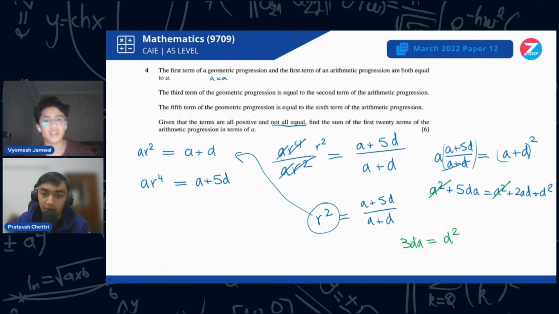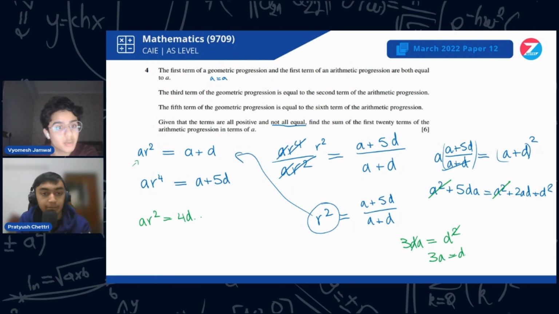So it's just gonna be 3A equals to D. Yes, 3A equals to D. And I guess we could just put in any one of the equations to find the answer. Let's put it in the first equation, let's say. So it's just gonna be AR squared equals to 4D. It's basically A plus 3A, so that's gonna be 4D.